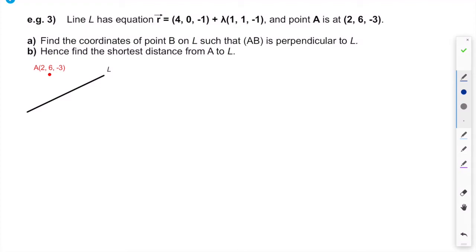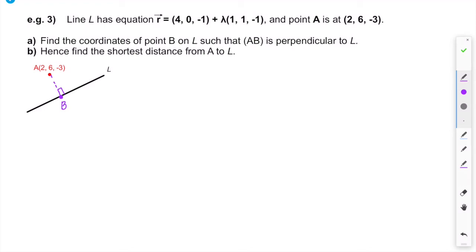So here is example 3. Line L has the equation r = (4, 0, -1) + lambda (1, 1, -1). And point A is located at (2, 6, -3). So two parts. A, find the coordinates of point B on L such that the line segment AB is perpendicular to L. So let me plot this imaginary perpendicular plane. So B should be located there schematically.